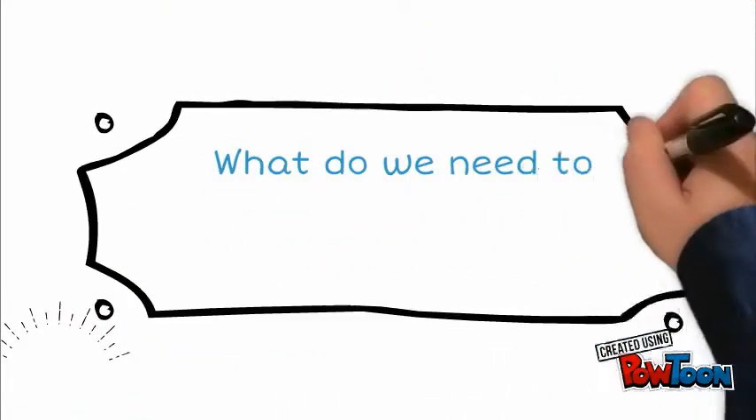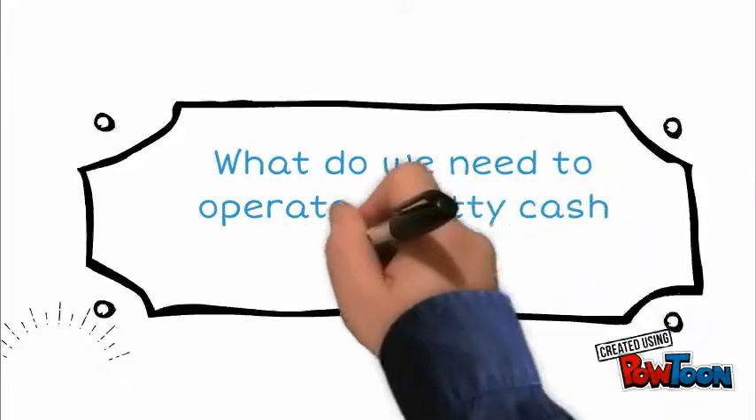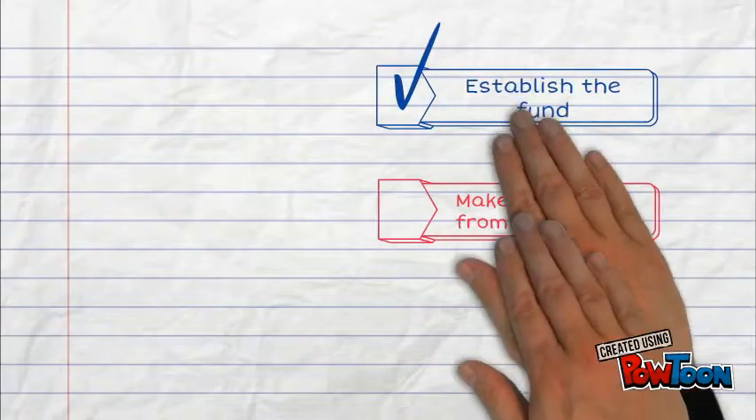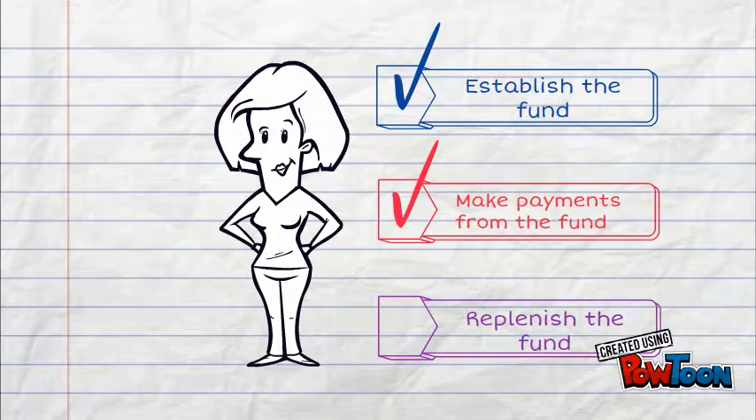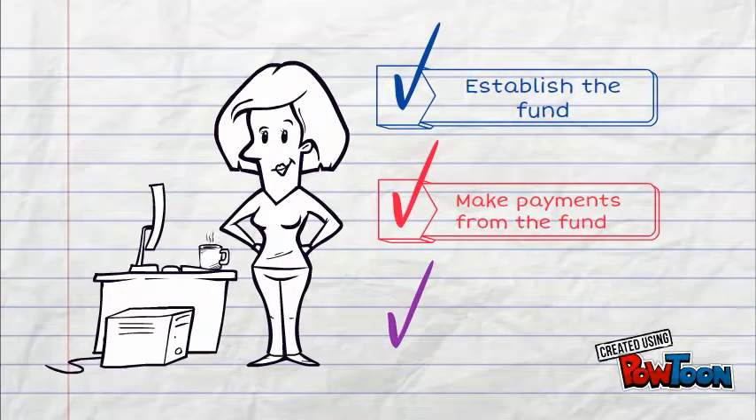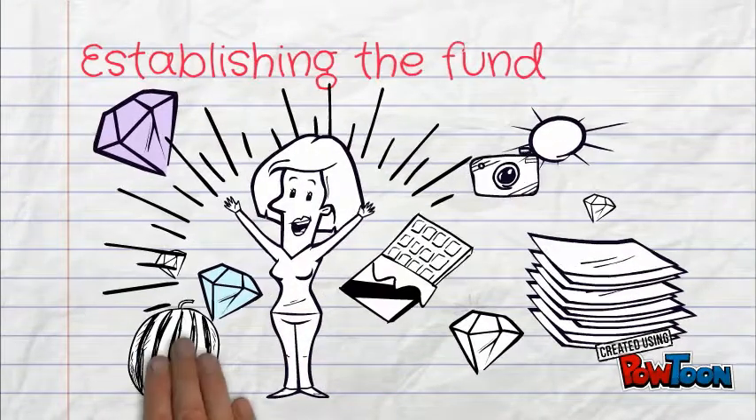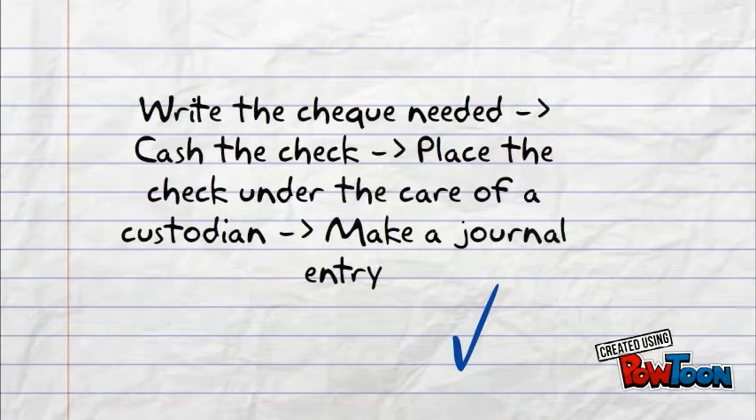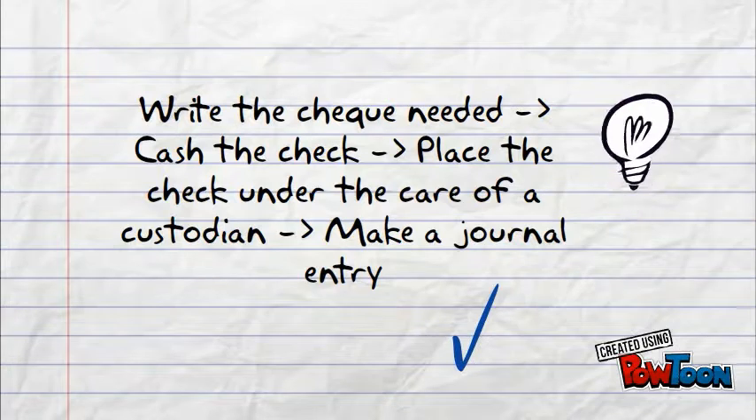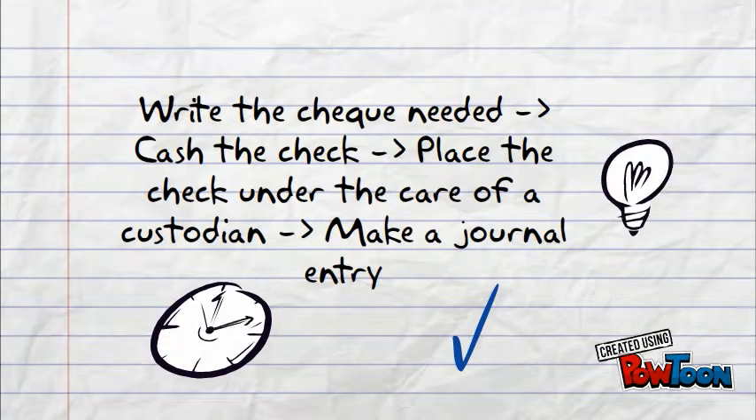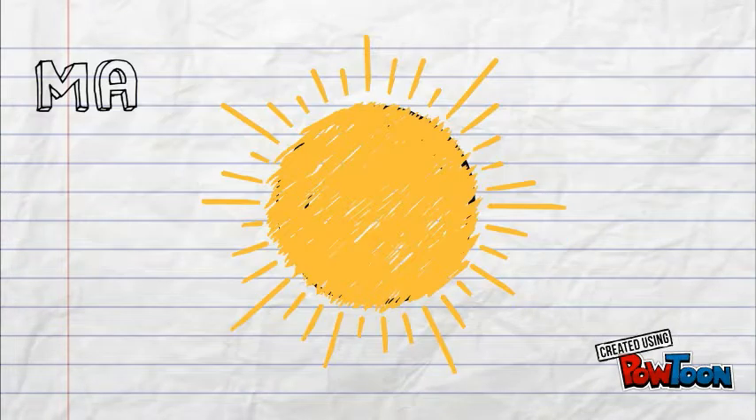So what do we need to operate a petty cash fund? The first thing that we must do is to establish the fund, make payments from the fund, and replenish the fund. I will now talk about establishing the fund. To establish a fund, you will need to merely write a check for the amount needed. You will then need to cash the check and place it under the care of a custodian, who is an employee designated. A journal entry is then made.